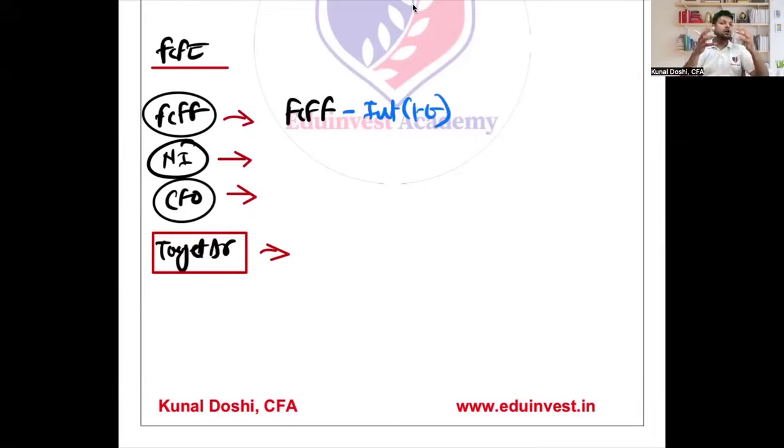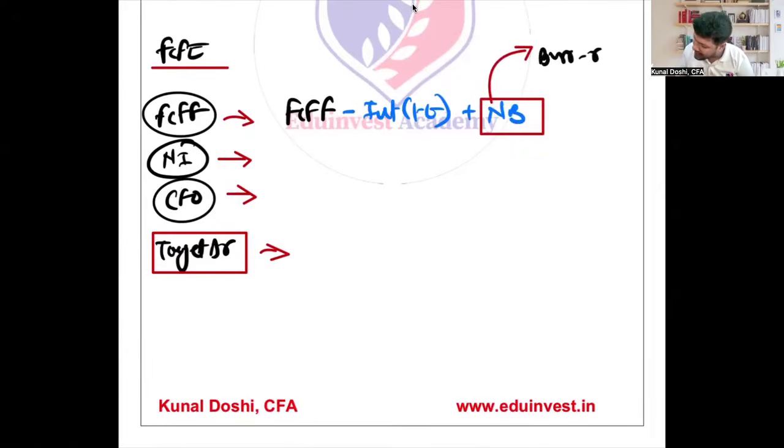Remember from FCFF, when we go to FCFE, the debt goes out. So pay them their interest and also adjust their principal. But the principal adjustment is what we call as net borrowing. And remember, net borrowing is actually borrowing minus repayment. So remember, if the borrowing is more, the answer will be plus because that will be added to the cash flow. But if the repayment is more, the answer will be negative because it's going to be cash outflow. Understood, everyone?